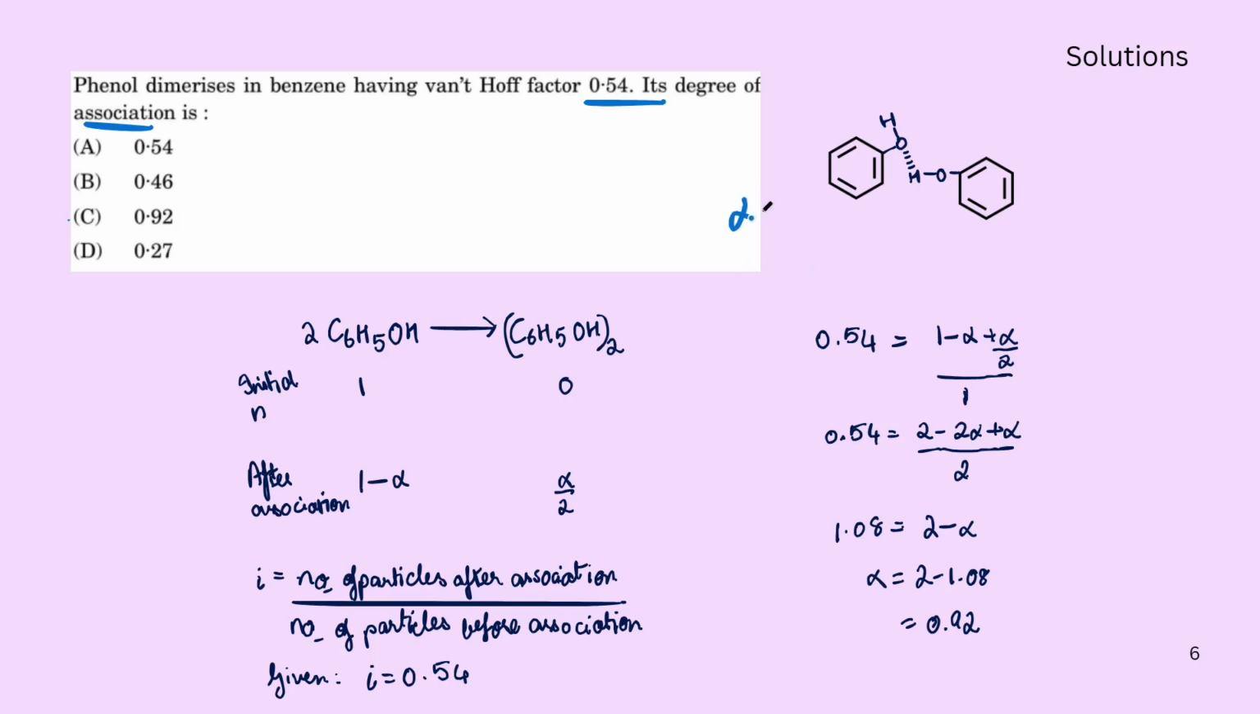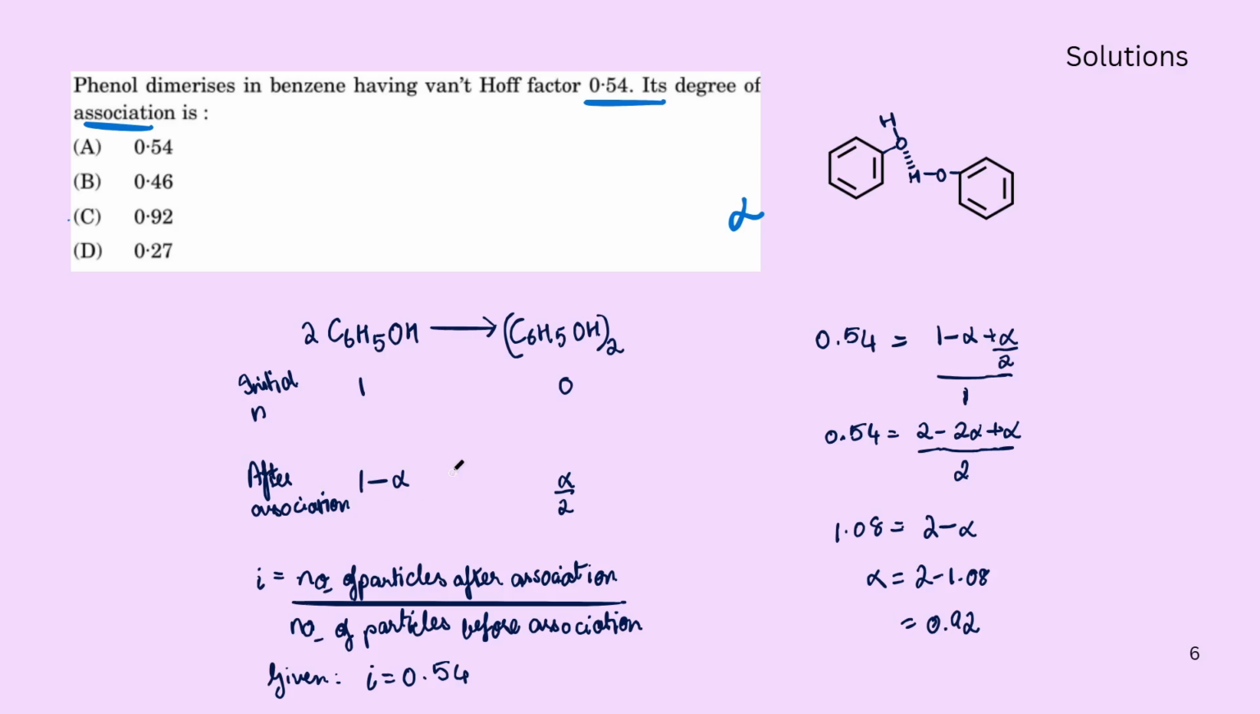That's what we need to figure out. First of all, when you have phenol, it has intermolecular hydrogen bonding. Because of this intermolecular hydrogen bonding, a dimerization is observed. Initially, the number of moles is going to be 1 for C6H5OH, the individual phenol, and the dimerized form is going to be 0. After association, you have 1 minus alpha, where alpha is the degree of association.